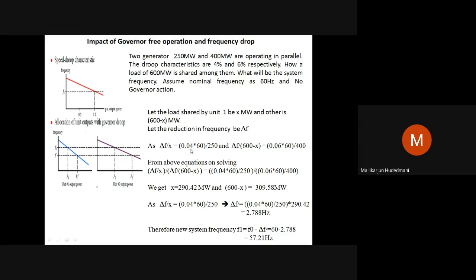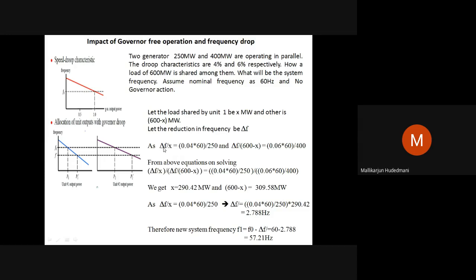This is the first relationship. Similarly, I have the second machine relationship. What is the second machine? Delta F divided by sharing of the second machine, 600 minus X, is equal to its relationship. Its droop is 6%. 0.06 into 60 hertz divided by the capacity of that. So these two are the basic equations I can correlate when I have governor-free operation very easily. Then I will solve these two equations.